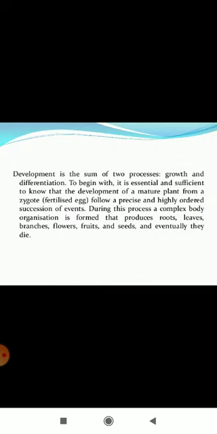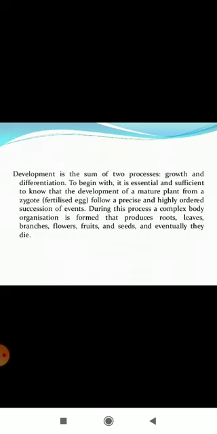Growth, you have already understood what is growth. Growth is the irreversible increase in the number of cells, tissues, or in the size of cells and all those things. Now, second thing is differentiation. Differentiation simply means when a cell matures and it attains a specific function, a particular function, that is differentiation. So these two processes, that is growth and differentiation, when they take place, this is known as development.